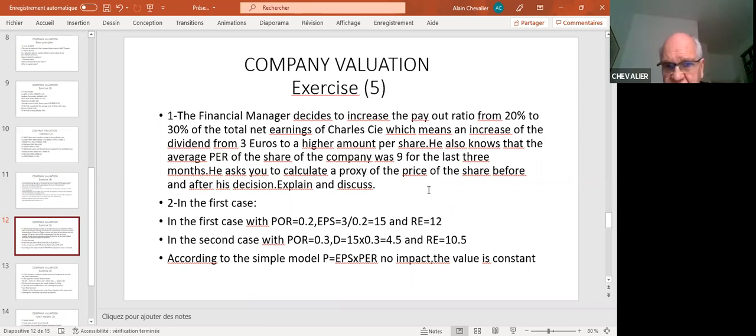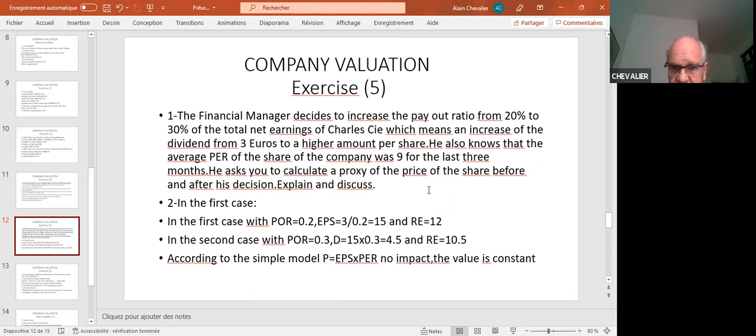So the CFO asks you to calculate a proxy of the price of a share before and after his decision. Explain and discuss. You have 2 cases here. In the first case, with a payout ratio equal to 0.2, the earning per share is equal to 3 divided by 0.2.